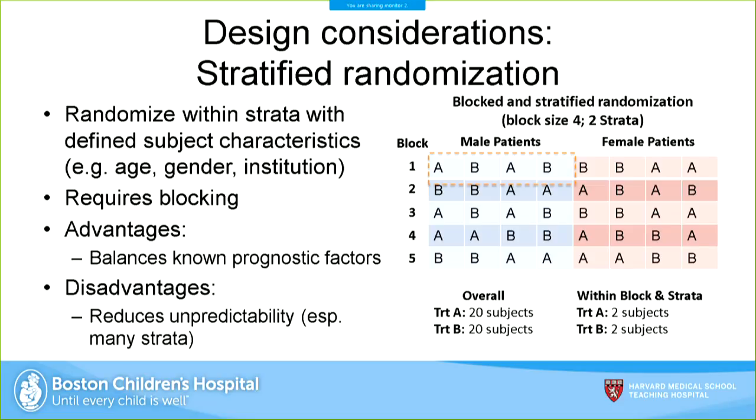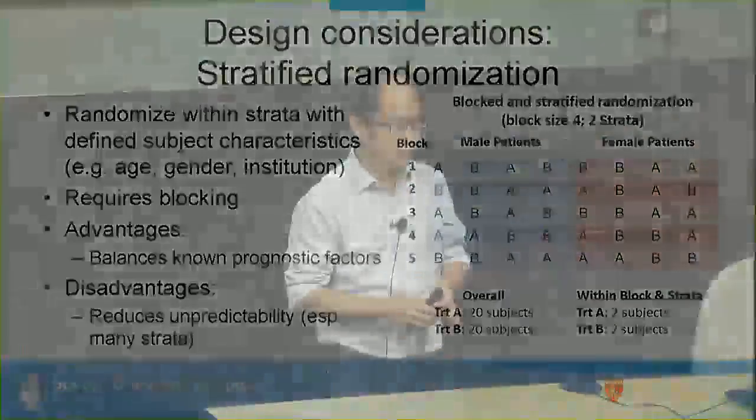include blocking. So this is a blocked and stratified randomization. So the strata are male and female patients. Within each block of 4, there's equal numbers of treatments, and then there's going to be equal numbers of male and female patients at the end of the analysis. So again, the advantage here is you're going to balance these potentially prognostic factors, but again, it'll reduce unpredictability.